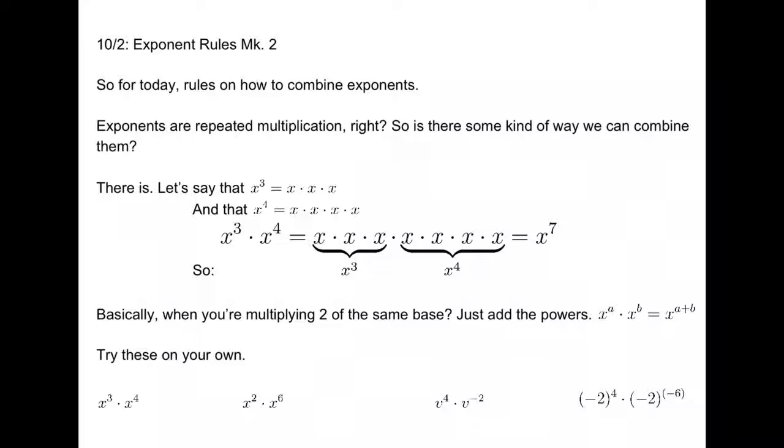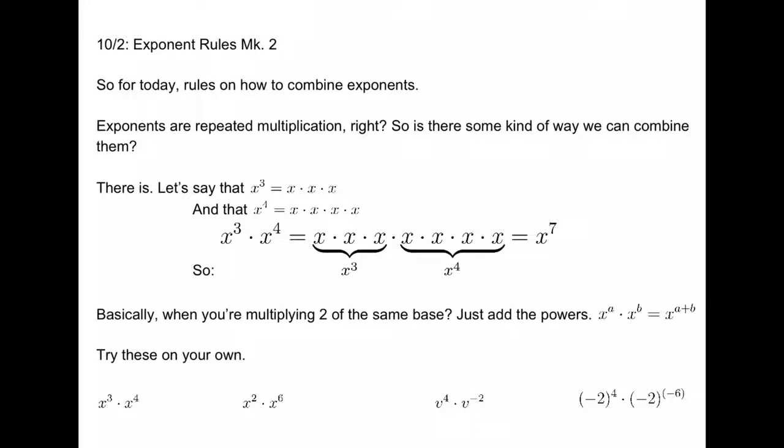October 2nd, Exponent Rules. So for today, rules on how to combine exponents. Exponents are repeated multiplication, right? So is there some kind of way we can combine them? There is. Let's say that x cubed is equal to x times x times x, and that x to the fourth power is equal to x times x times x times x.